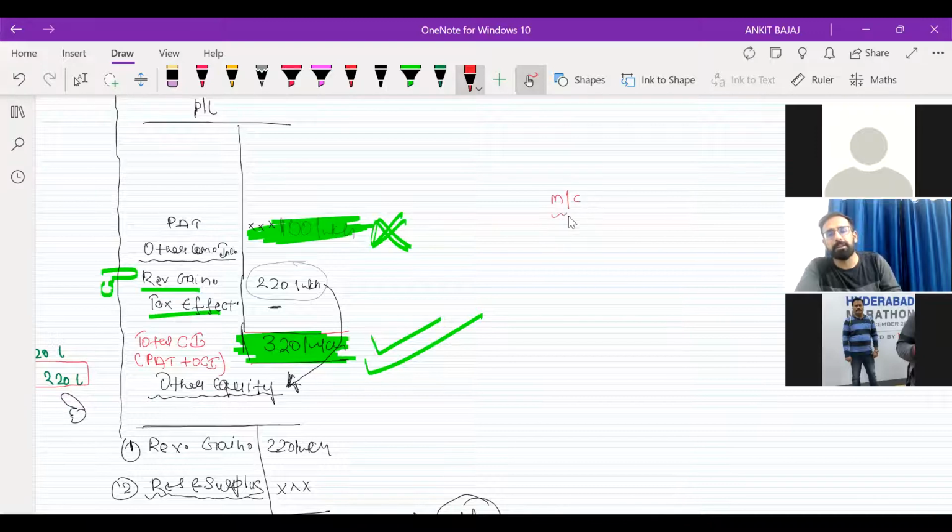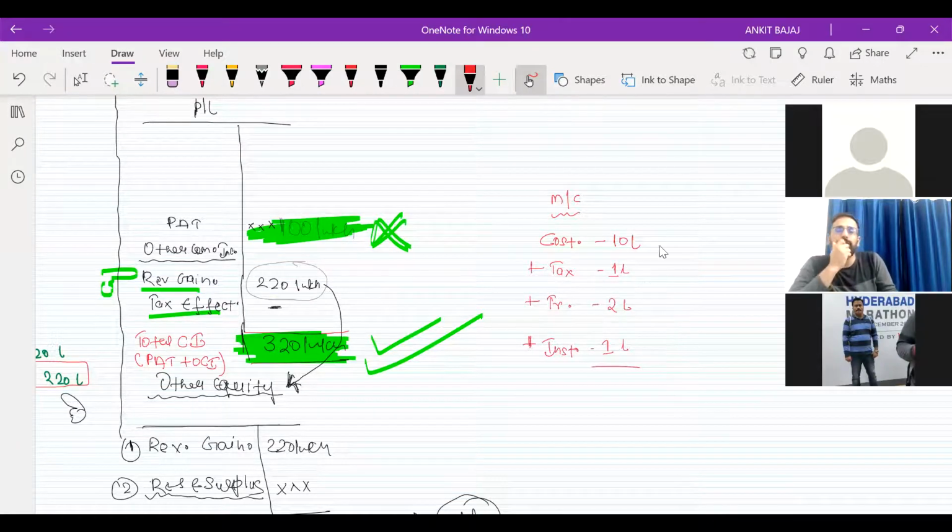I have purchased one machinery whose cost is 10 lakh rupees. Along with this, I have paid taxes of rupees 1 lakh. I have also paid transportation charges of 2 lakh rupees. And now I have to pay installation charges also, let's suppose rupees 1 lakh. So what will be the total value of machinery? What amount will I show in the balance sheet and what amount will I record in the P&L account?